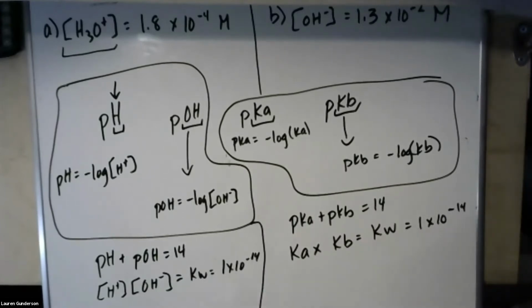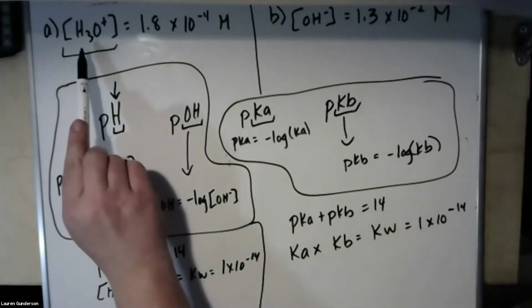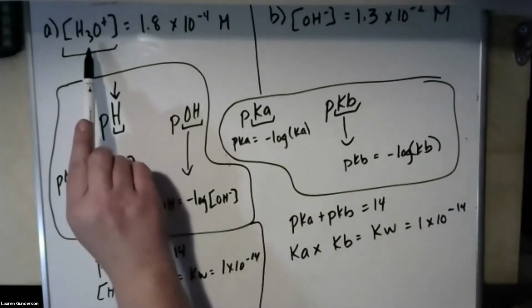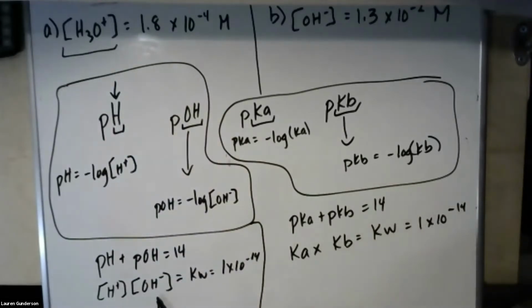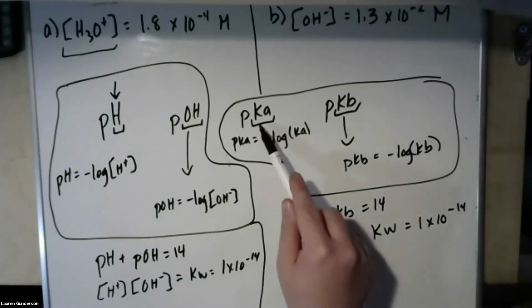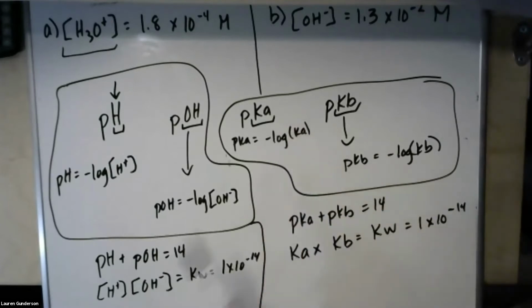All right. That means that when we have just one of these values, if we just have our hydrogen ion concentration, from that we can find our OH minus concentration if we use Kw. We can also find our pH and our pOH. If we are only given a pKa value, from our pKa value, we can find our pKb. We just have to subtract it from 14. Once we have our pKa or our pKb values, we can find our corresponding Ka and Kb values.